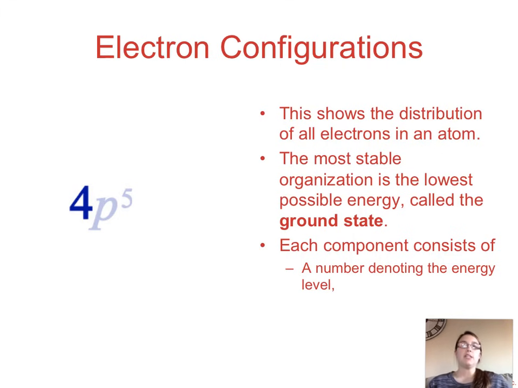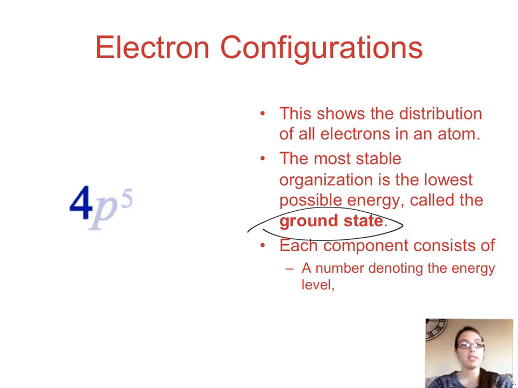By understanding the relative energies of the orbitals and by understanding the Pauli exclusion principle, we can now consider the arrangement of electrons in an atom. The electron configuration shows the distribution of all of the electrons in an atom. The most stable electron configuration is called the ground state. This is where the electrons want to be whenever possible, because that is the lowest energy.